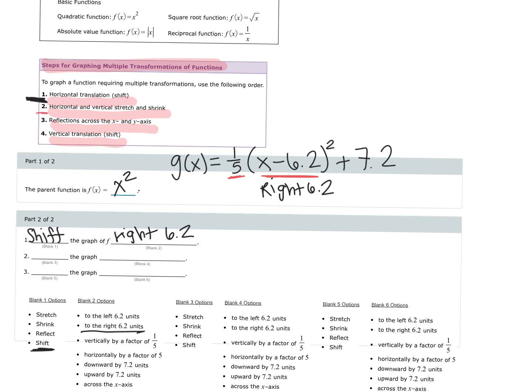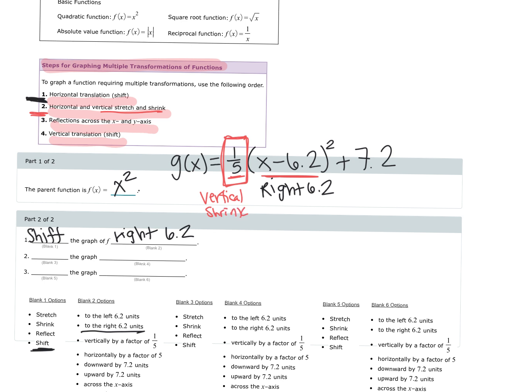Now we're going to go to number 2, which says a horizontal and vertical stretch and shrink. Okay, so right here, that's what the 1/5 is doing. If you remember, we call that a vertical shrink because it's in between 0 and 1.